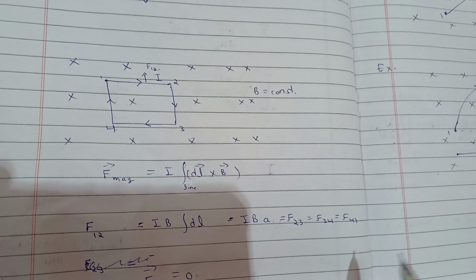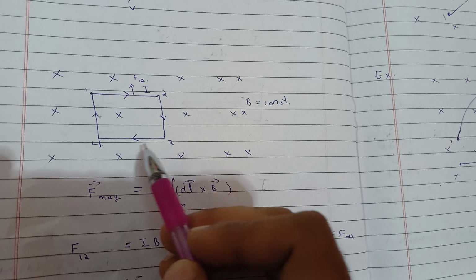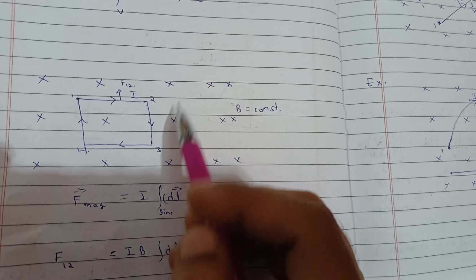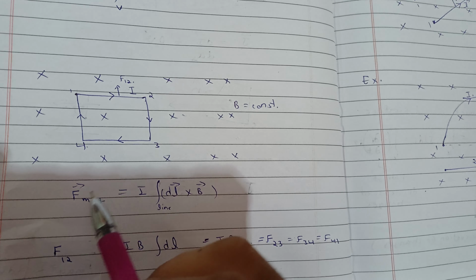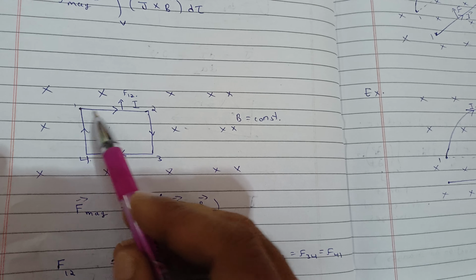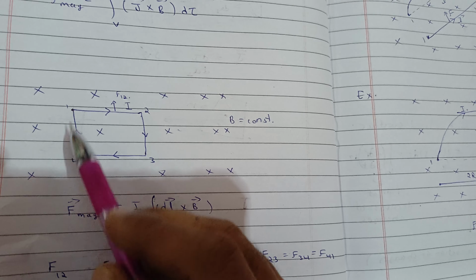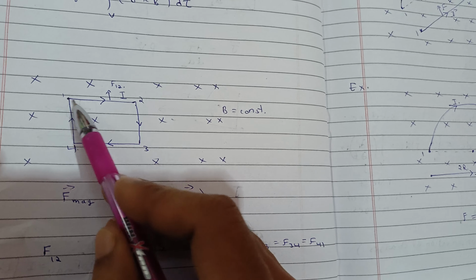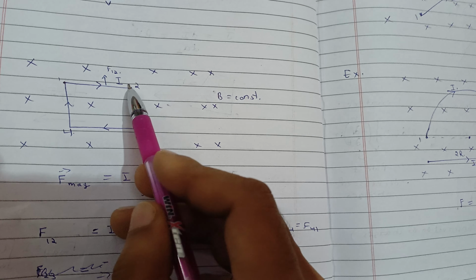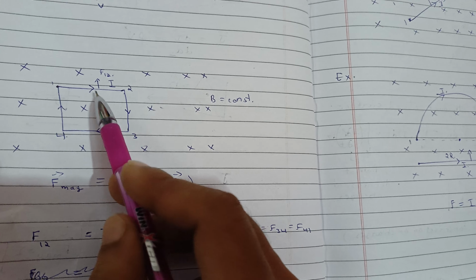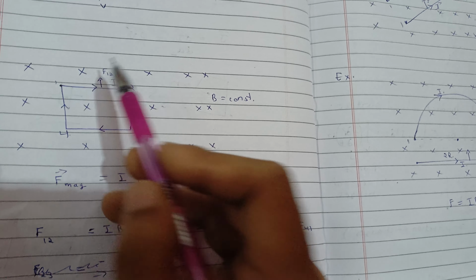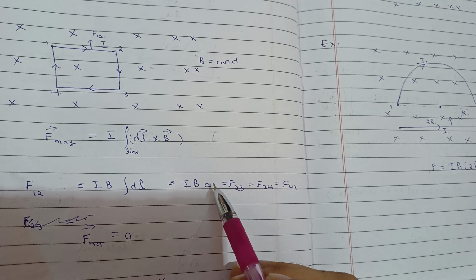Now let's take an example. You have this current loop, and a uniform magnetic field which is going inward. You need to find the force on this loop. First we will separate the lines: first this one, this one, this one. For the first rod, it will be I dl cross B, where dl is in this direction and B is inward. So the angle is 90, and it will be simply dl B, and dl is this complete length, let's say a. So it will be I B a.